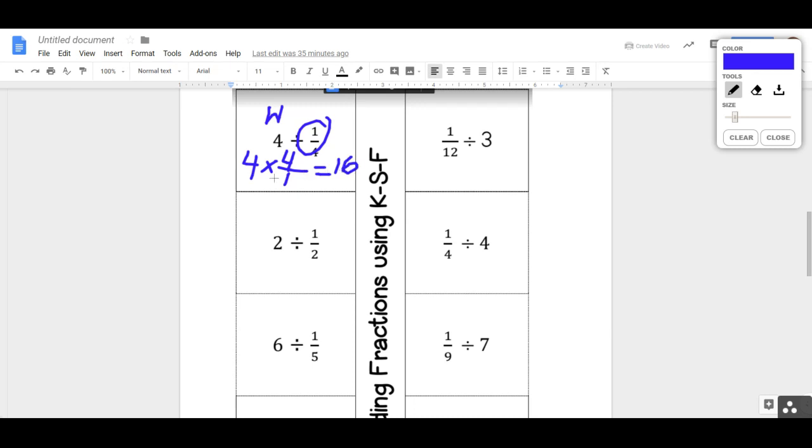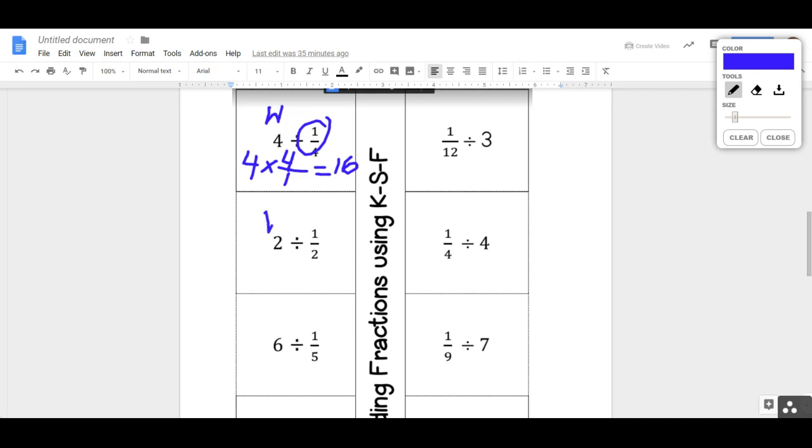I'm not going to worry about the bottom because if I started with a whole, then I should end with the whole. So what this means is if I had 4 cakes and I cut them into 4 pieces, I would have 16 pieces. All right?